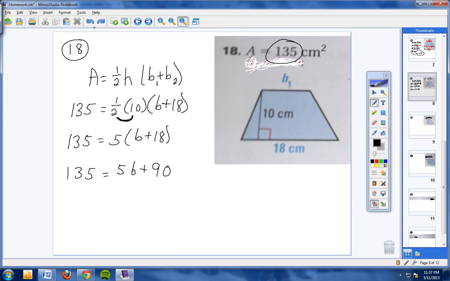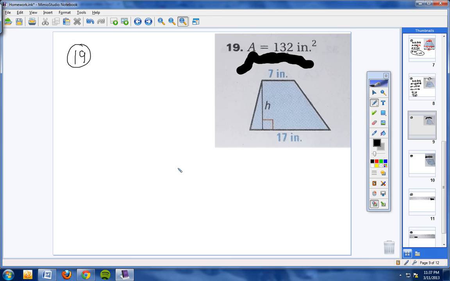So I'm ready to isolate the b, or get b all by itself. So if we subtract 90 from both sides, we would have 45 equals 5b. Now divide both sides by 5, and b would equal 9. Okay, and that's number 18. Okay, let's take a look at number 19.